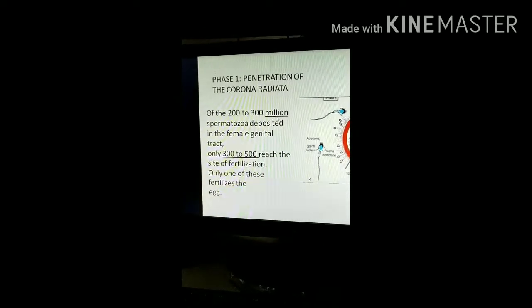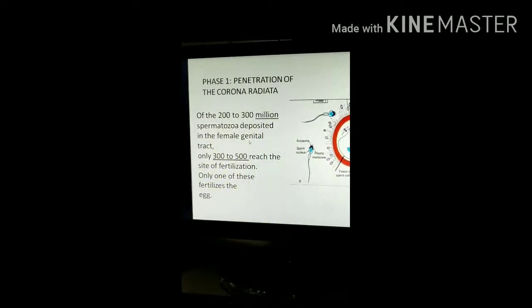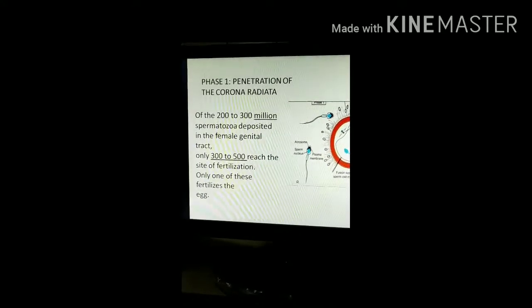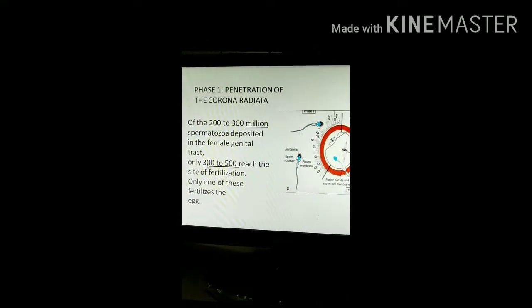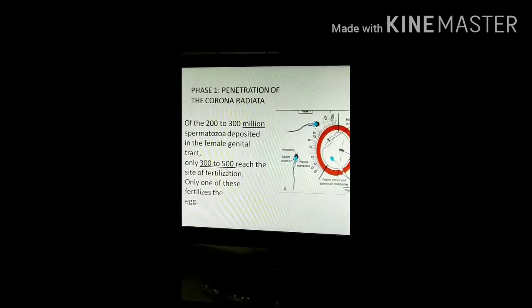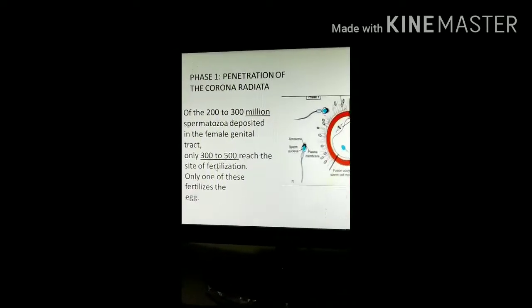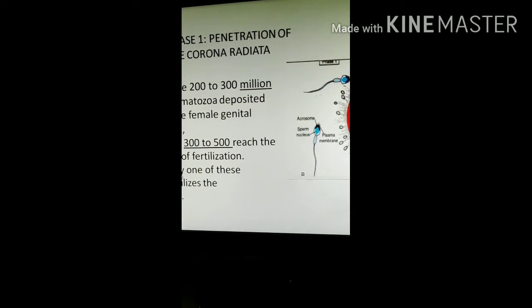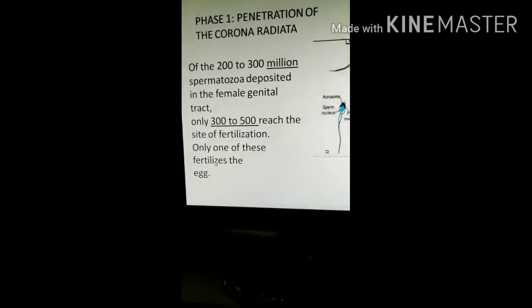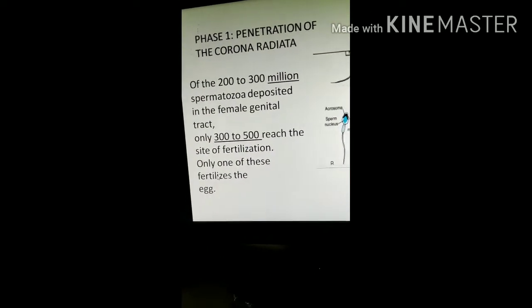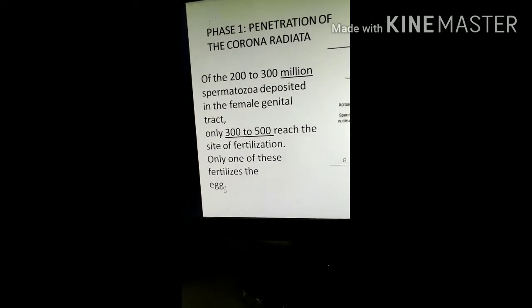200 to 300 million spermatozoa are deposited in the female genital organ. Out of them, only 300 to 500, not million, 500 reach the site of fertilization, and out of them only one sperm fertilizes the egg.